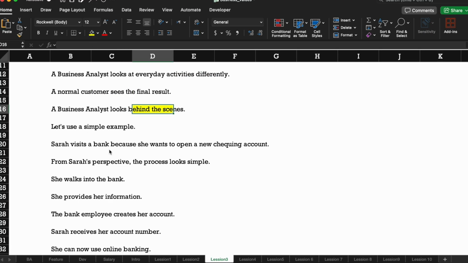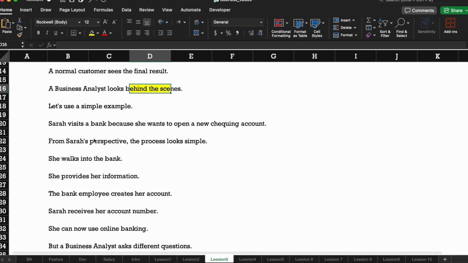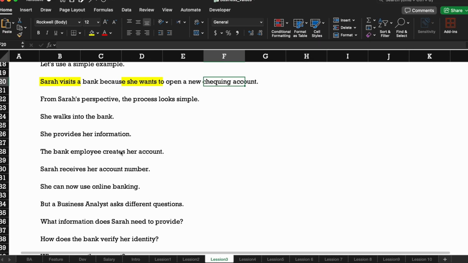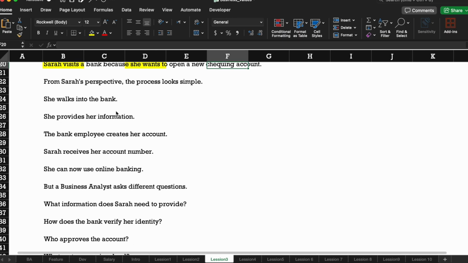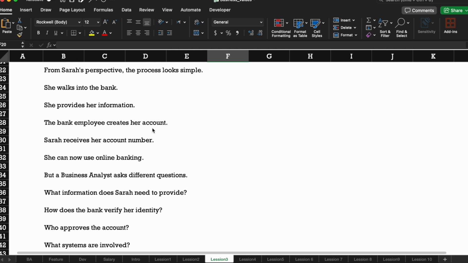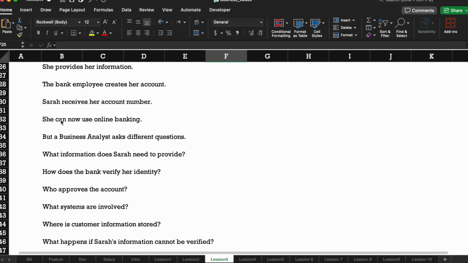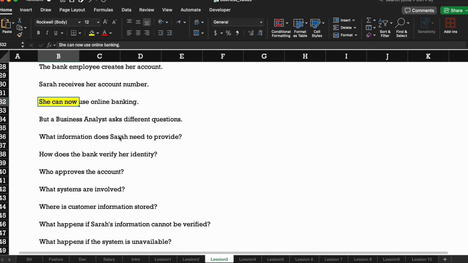Let's use a simple example with the same customer. Our customer Sarah visits a bank because she wants to open a bank account. From Sarah's perspective, the process looks simple. She walks into the bank, she provides her information, the bank's employee creates her account, and Sarah receives her account number. She can now use online banking. Very simple from the customer's perspective.